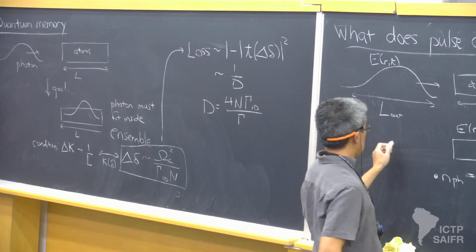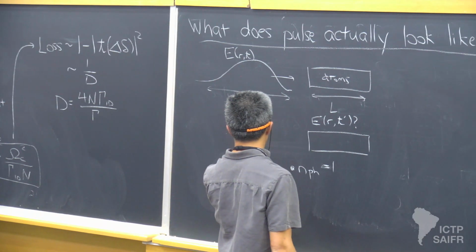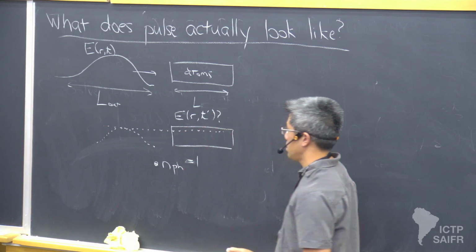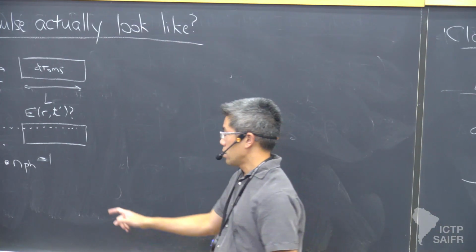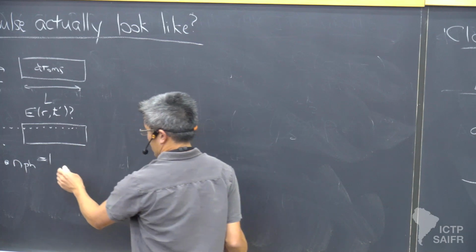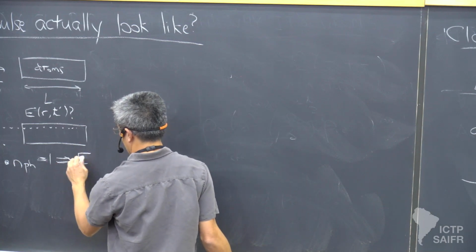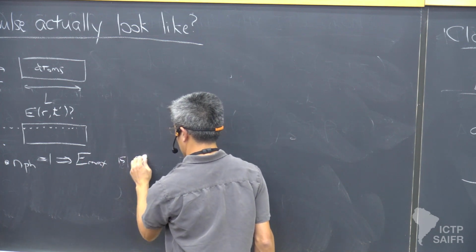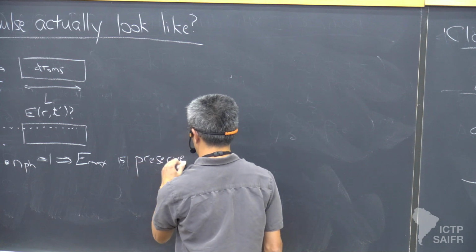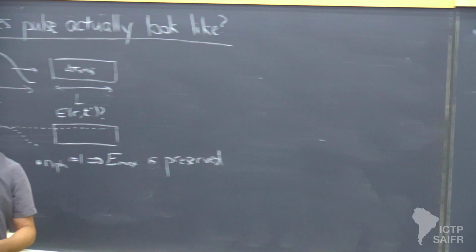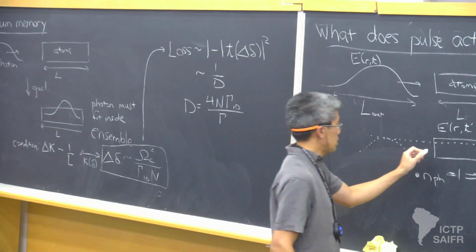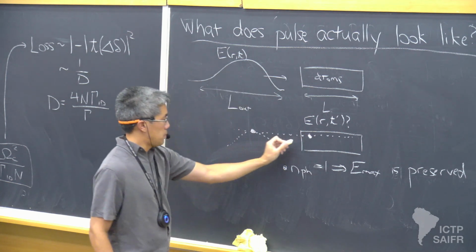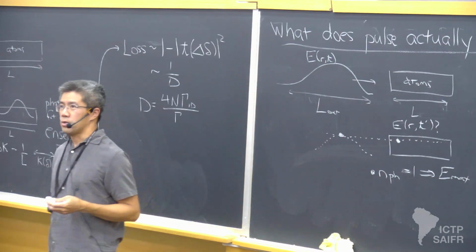Which means that, imagine this was my pulse outside, and I have a maximum amplitude of electric field. The fact that my index is 1 implies that the maximum field amplitude is preserved, because at the boundary I should maintain continuous values of the electric field. So I don't know what my pulse shape is a priori, but I know the peak value has to be the same as the peak value from outside.